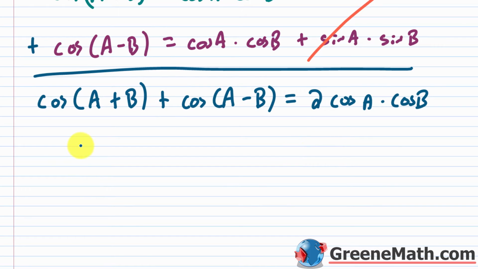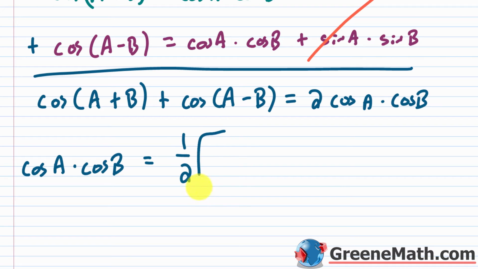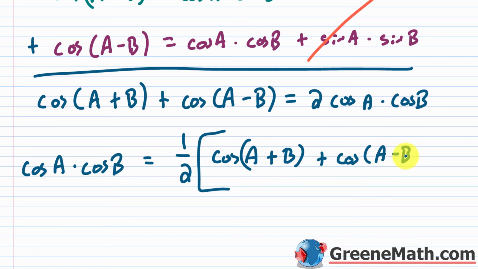So let's just go ahead and say, and I'm going to flip this around, that this is the cosine of a times the cosine of b. So that's what we're trying to figure out. And this is equal to, I'm going to go 1/2 times this guy right here. So the cosine of a plus b, and then plus your cosine of a minus b.